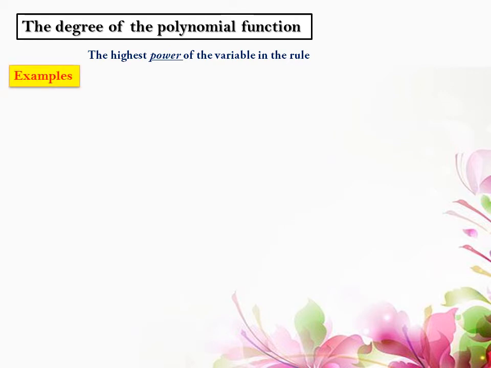Let's see an example. f of x equals 3x plus 7. The rule here is 3x plus 7.